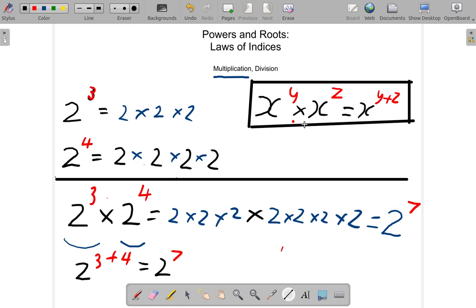As long as it's the same number multiplied by a power, the same number raised to a power multiplied by that same number to a different power is the same as the number to the, and you add the powers. So that is the law of indices as it relates to multiplication.